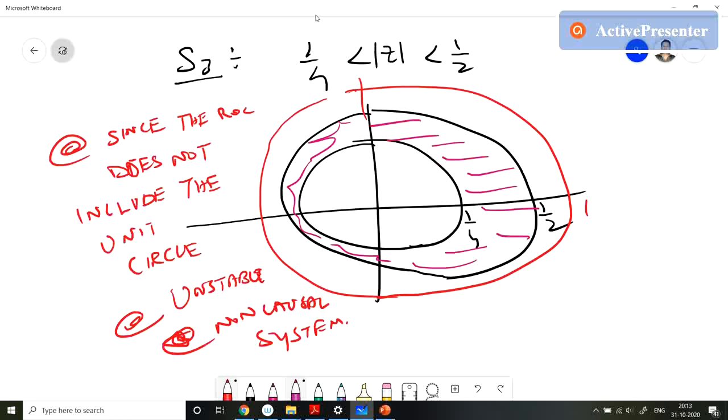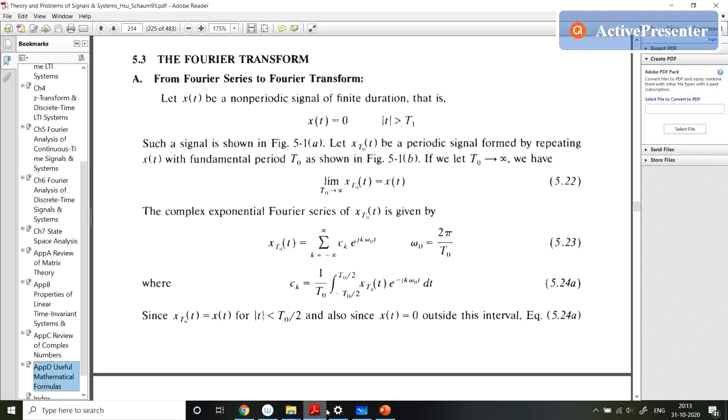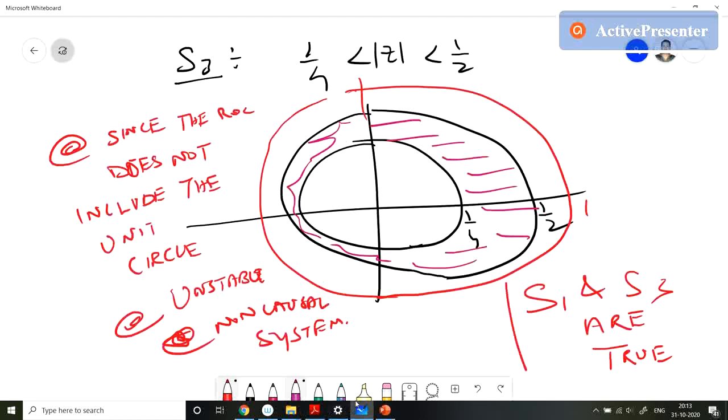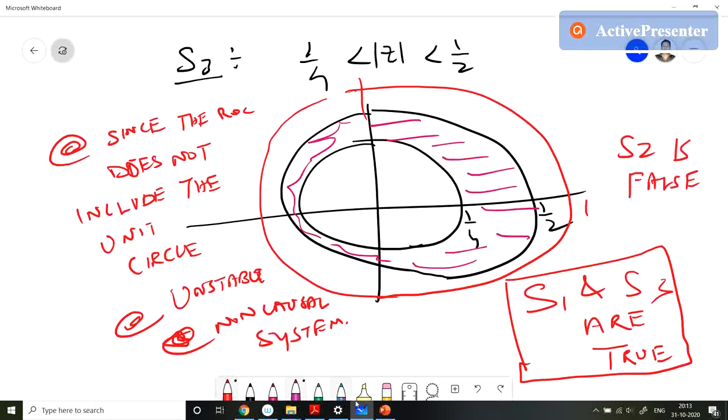We have covered all these conditions. So what we can say is that S1 and S3 are true, and S2 is false. S1 and S3 are true conditions and S2 is a false condition.